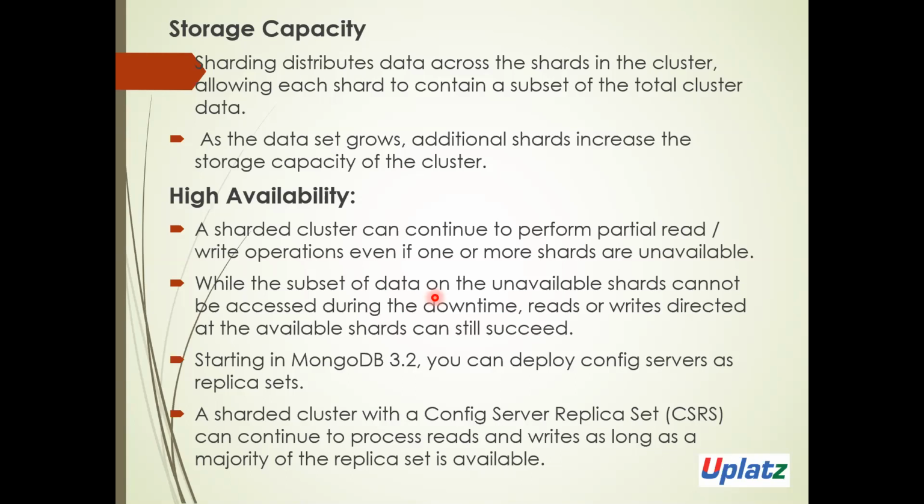So what about high availability? It can perform partial reads as well as writes if one or more shards are unavailable. The subset of data on an unavailable shard cannot be accessed during downtime, but reads and writes to the other data remain available. We can also deploy the servers as replica sets. So as a sharded cluster with CSRS, it can continue to read or write as long as the majority of the replica set is available.